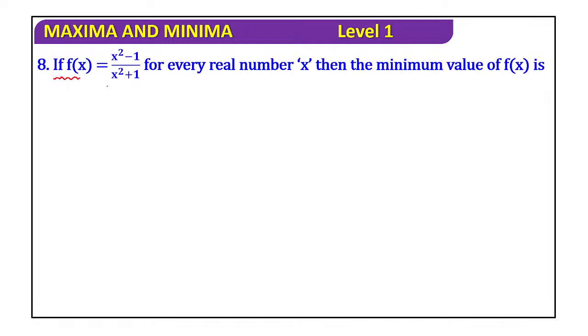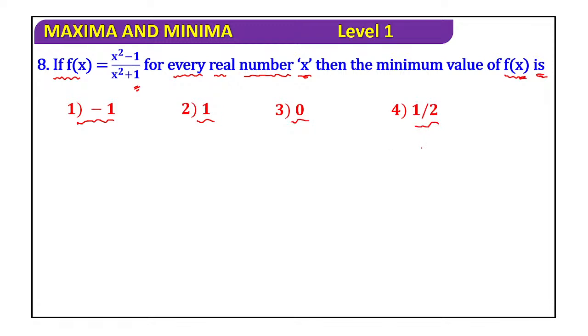If f of x is equal to (x square minus 1) divided by (x square plus 1) for every real number x, then the minimum value of f of x is... See this, f of x equal to (x square minus 1) divided by (x square plus 1) for every real number x, then the minimum value of f of x is. So they have given the 4 options: minus 1, plus 1, 0, 1 by 2.